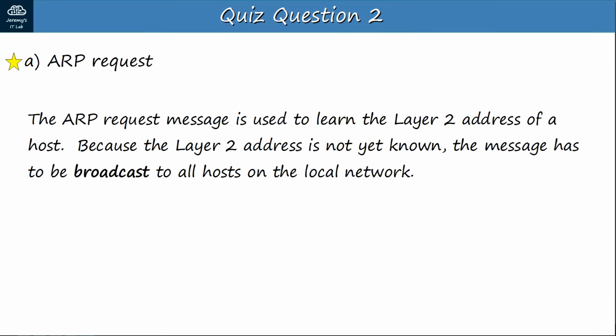The ARP request message is used to learn the layer 2 address of a host. Because the layer 2 address is not yet known, the message has to be broadcast to all hosts on the local network. So A, ARP request, is the correct answer. Let's go to question 3.